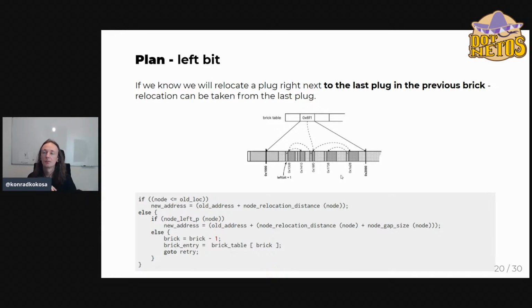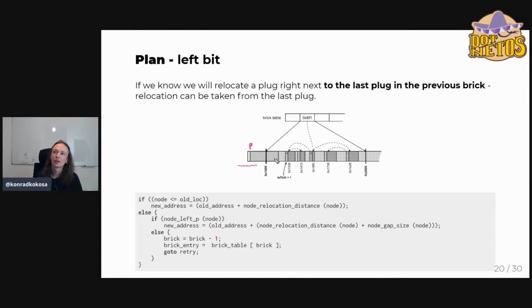This left bit is kind of an optimization for a pretty specific edge case. I describe this edge case for you to understand why this left bit is introduced. Imagine a situation where you have a plug that spans multiple bricks. It can happen that a plug, let's call it P, started at this brick, but it ends in the next one.